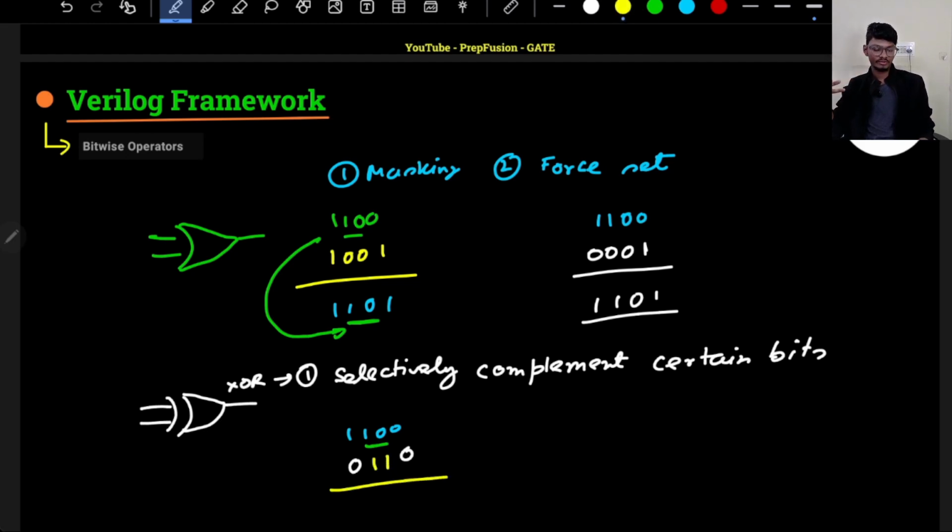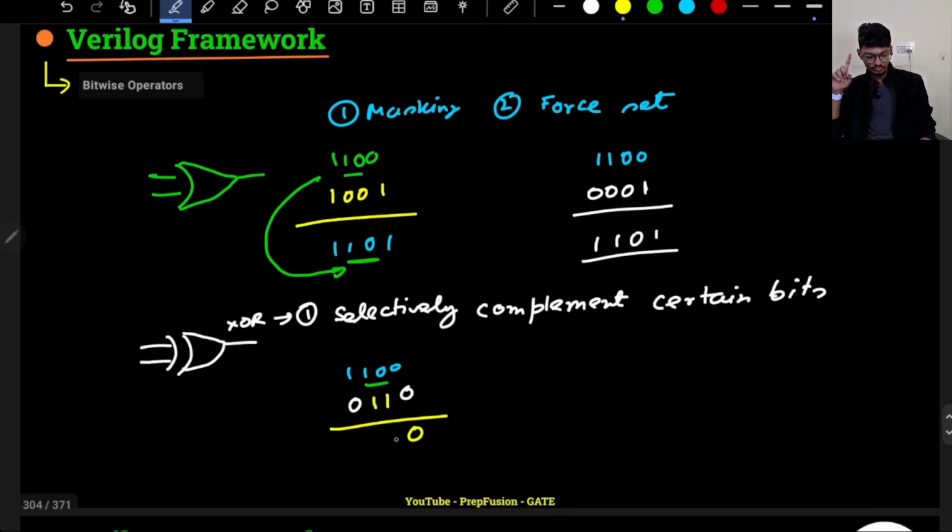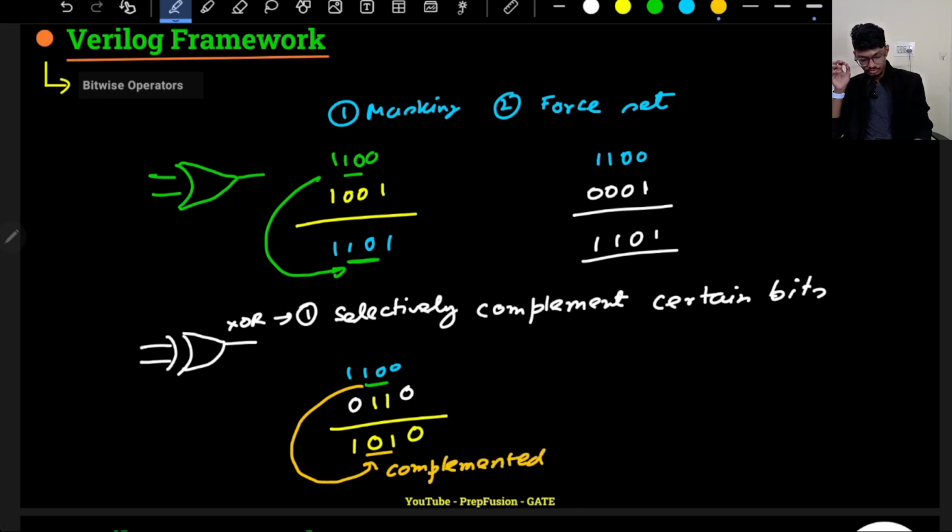Now if I perform bitwise XOR, what is XOR? XOR is an odd ones detector, right? So 0 XOR 0 will be 0 only, 0 XOR 1 will be 1, 1 XOR 1 will be 0, 0 XOR 1 will be again 1 only. If you observe, exactly what I have told you has happened. These two bits have been complemented. This was 1 0, this has become 0 1, that's it. So it is used for selectively complementing.